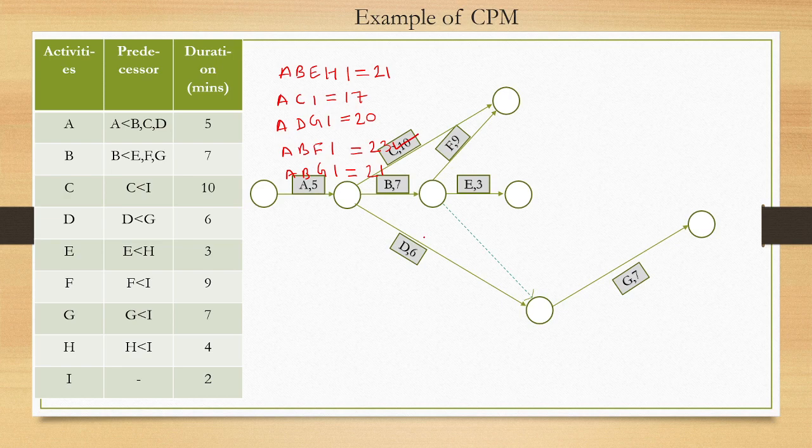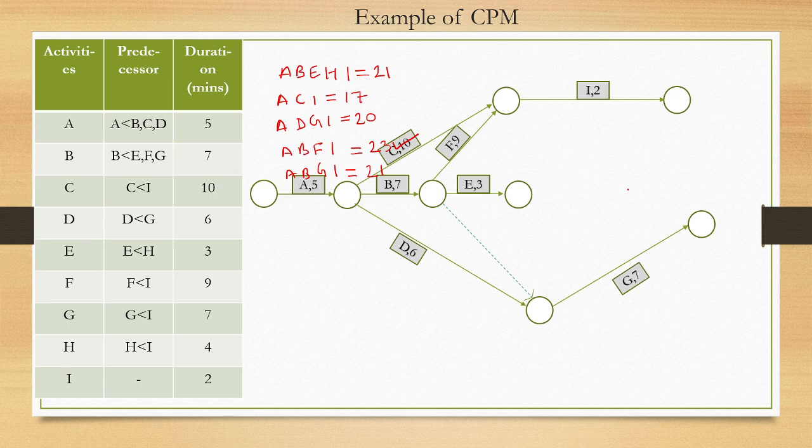Here we will use a dummy activity. Next you will see that I is predecessor of C, I is also predecessor of F, and I is also predecessor of G. So how to merge these two?